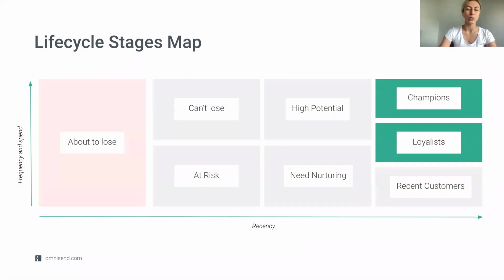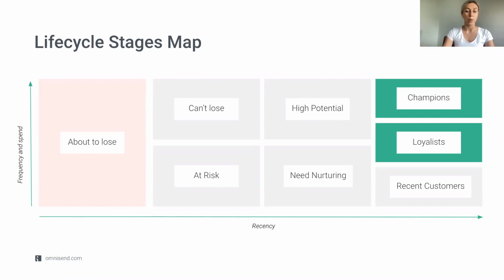Actually, this one shows you your whole client base distributed through their engagement with your app. It goes from about to lose to champions. But what are the differences between these customers, right? So champions and loyalists are those who actually love your brand, come back to you, buy often, and they really advocate for you. So you should be loving those clients back for sure.